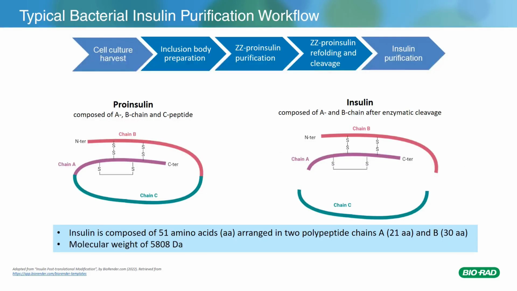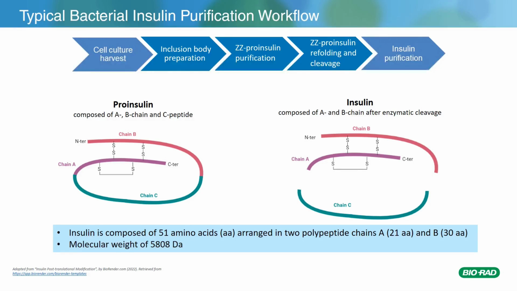This is a typical workflow for recombinant human insulin expressed in E. coli. I'm not going to go into all the details of all the steps because we're just going to focus on the chromatography. But very briefly, ZZ proinsulin was cloned, expressed, and produced in E. coli as inclusion bodies and then harvested.